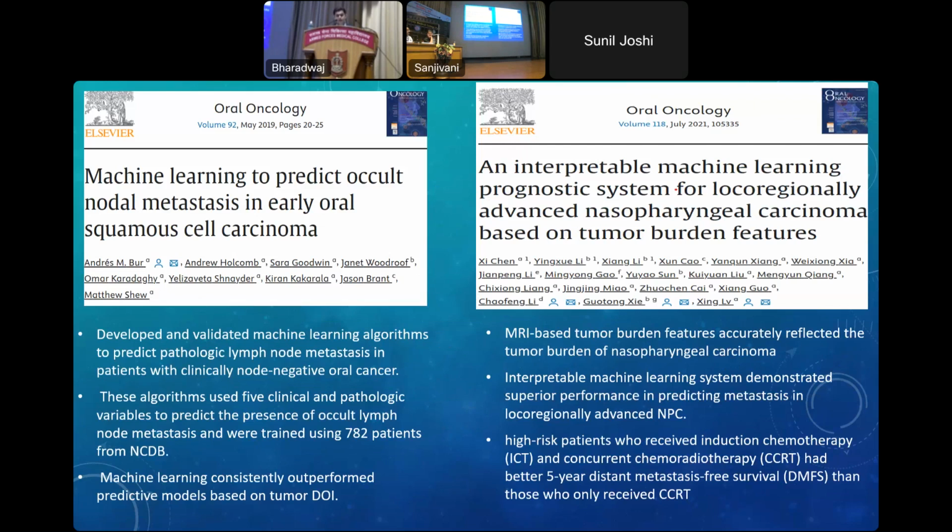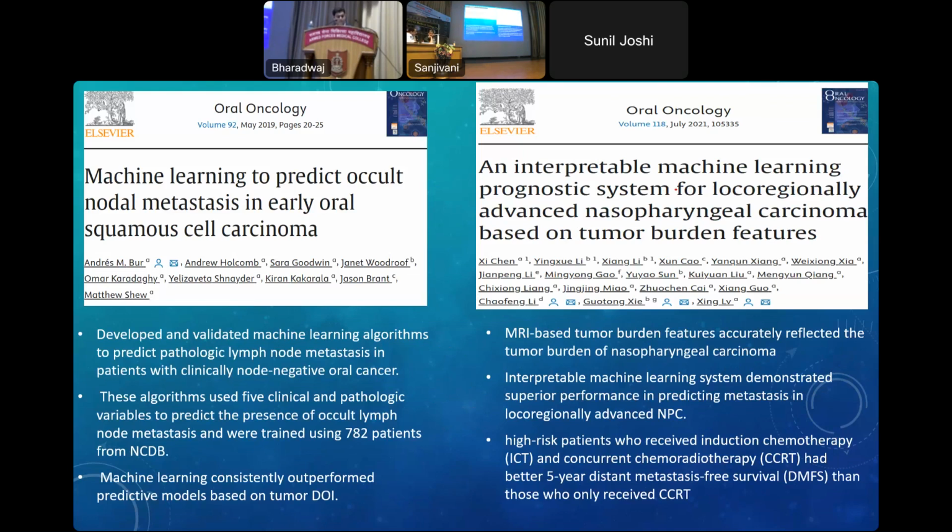At the same time, there's another study on a machine learning prognostic system for loco-regionally advanced nasopharyngeal carcinomas based on tumor burden features. In this, they used MRI scans to check the tumor burden of the nasopharyngeal carcinoma. And with the help of machine learning, they concluded that high-risk patients who received induction chemotherapy and concurrent CTRT have a better 5-year distant metastasis-free survival than those who received only CTRT. So such studies are being done, and it has been shown that this has helped in changing the treatment as well as prognosis.